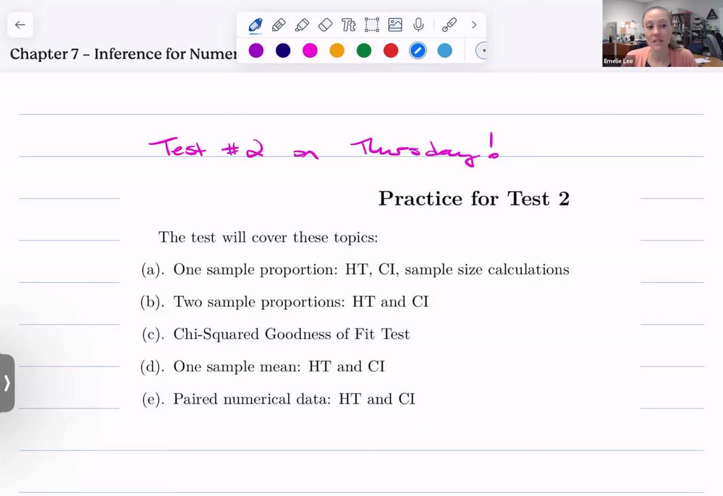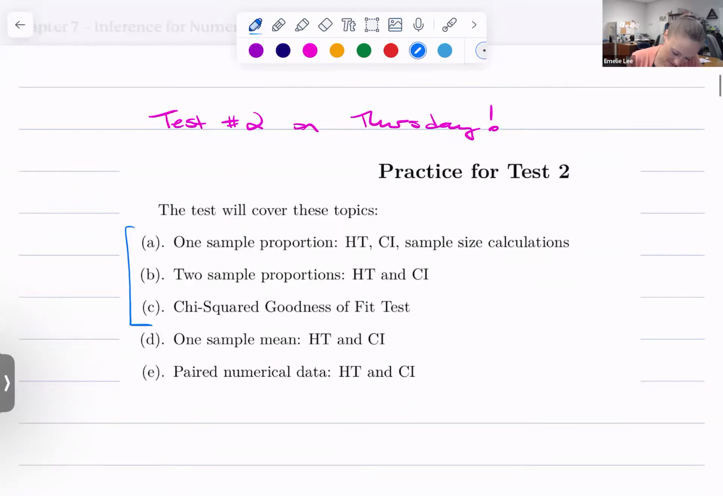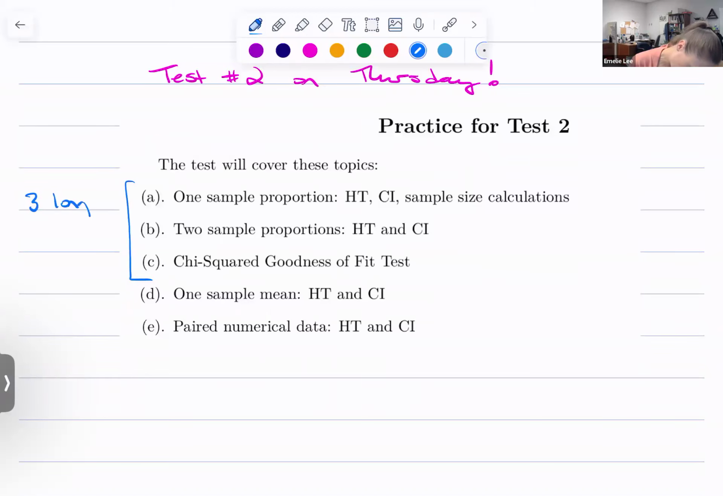What I want to do is focus on the proportion questions, just because that's where we spent the most amount of time, and that's where you've had a lot of time to practice. Okay, so there will be 3 long answer questions. 2 are going to be a hypothesis test, so a hypothesis test times 2 and a confidence interval times 1. I'm not telling you which one is which, right?